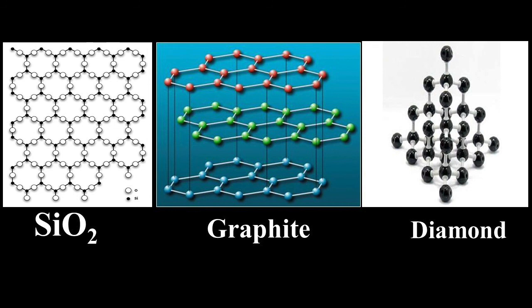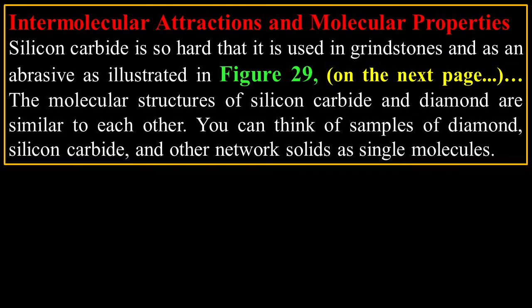Here is a slide with 3 examples: silicon oxide, graphite used as a lubricant, and diamond. Silicon carbide is so hard that it is used in grindstones and as an abrasive, as illustrated in Figure 29. The molecular structures of silicon carbide and diamond are similar to each other.